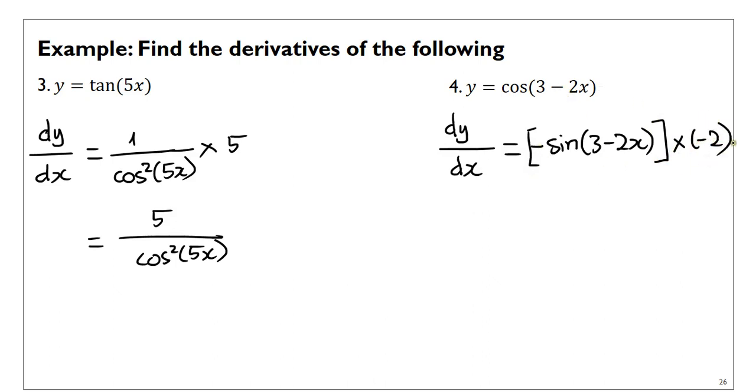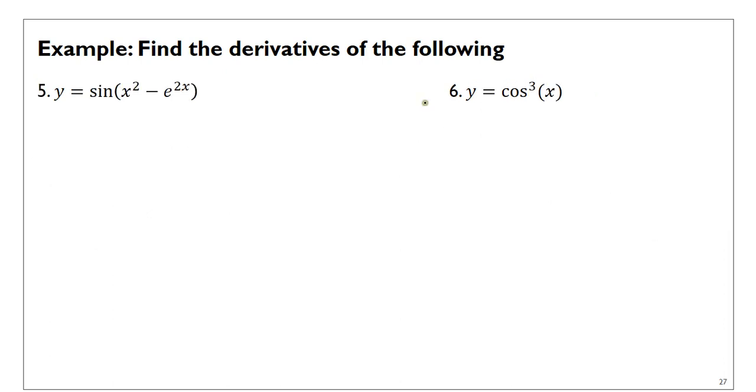and then simplify. There's a minus, and then there's a minus, so the answer is 2 cos(3 minus 2x). Okay, so that is example 4. So moving on to example 5, it's very similar to example 4, it's just that the angle is a little bit more exciting, but you do the same thing, and if you find it too difficult, then you can find the derivative of the angle on the side beforehand.